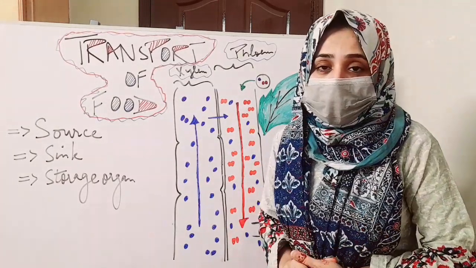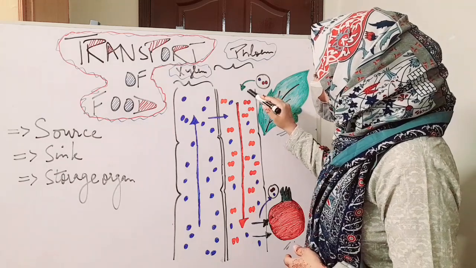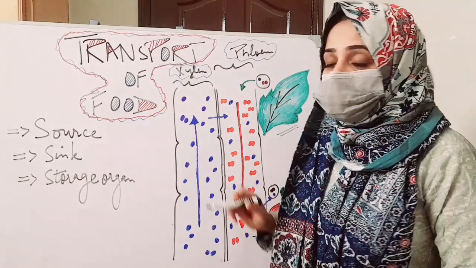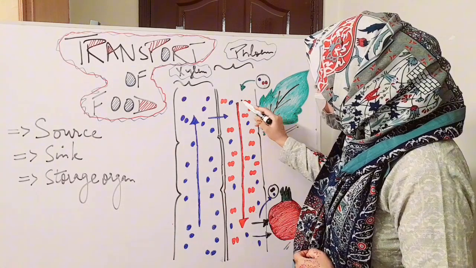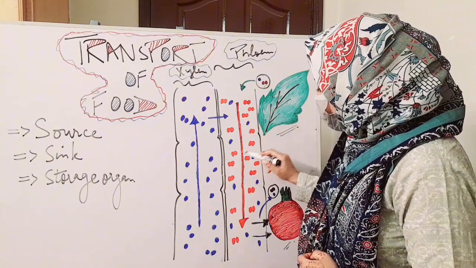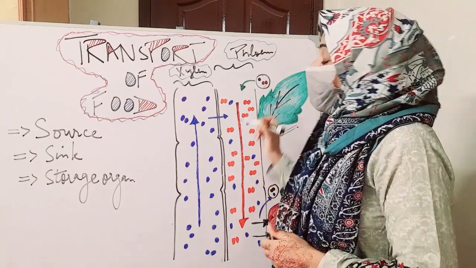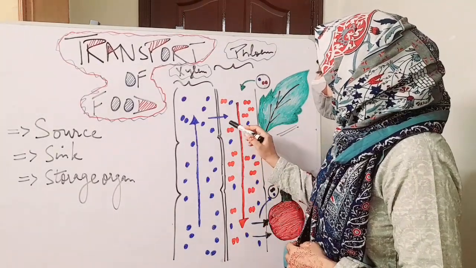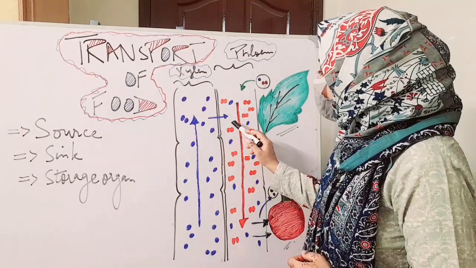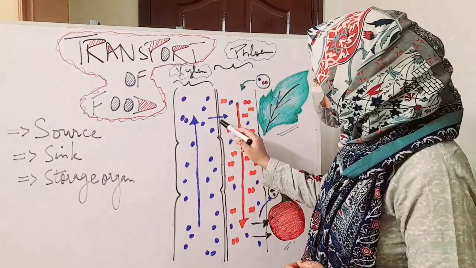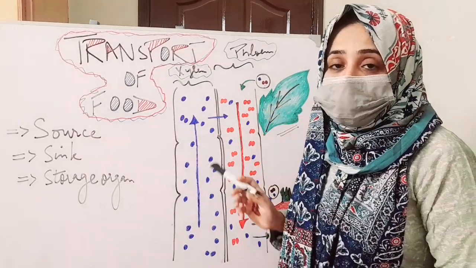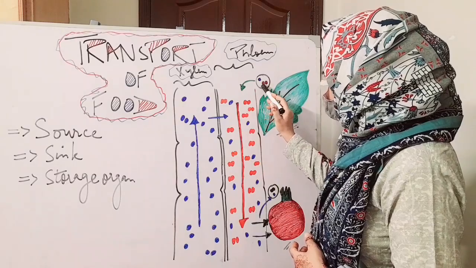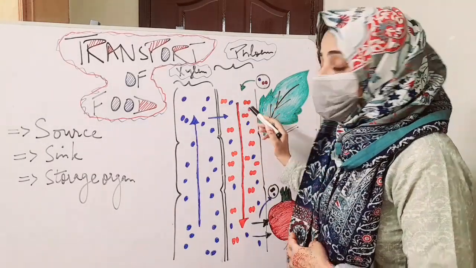Now according to pressure flow mechanism, the sucrose here enters into the phloem tissue. The food in the form of sucrose enters into the sieve tube of the phloem tissue like this. These are sucrose molecules. Now the solute concentration in the sieve tube is increased, as a result of which the water molecules from the xylem tissue enter into the phloem tissue through osmosis. The loading of food in the form of sucrose here is carried out by active transport. Through active transport, the sucrose molecules enter into the sieve tube of phloem tissue.